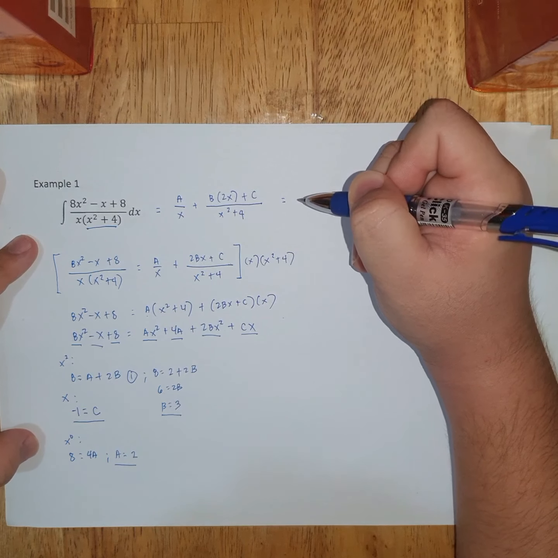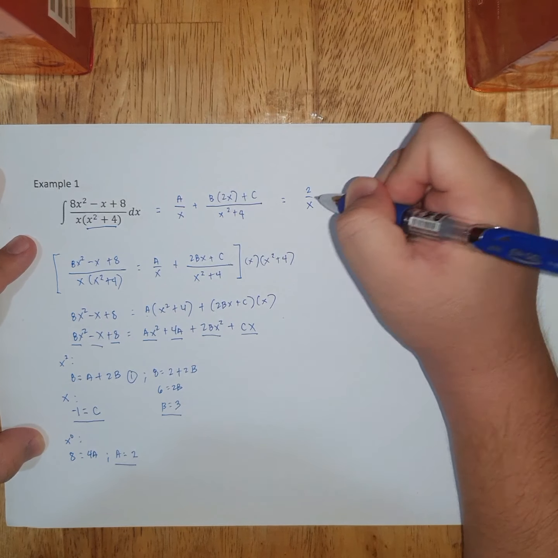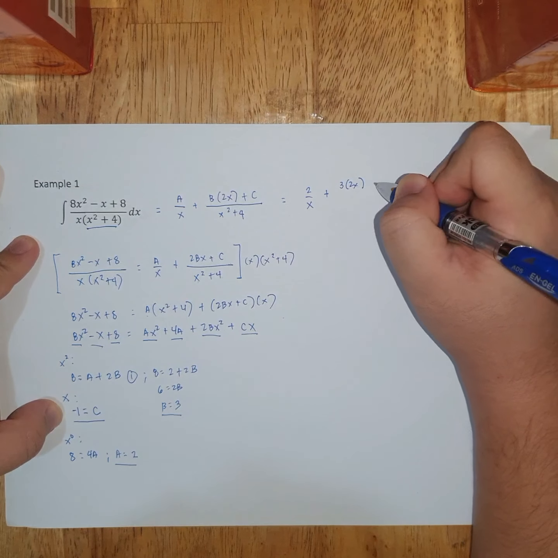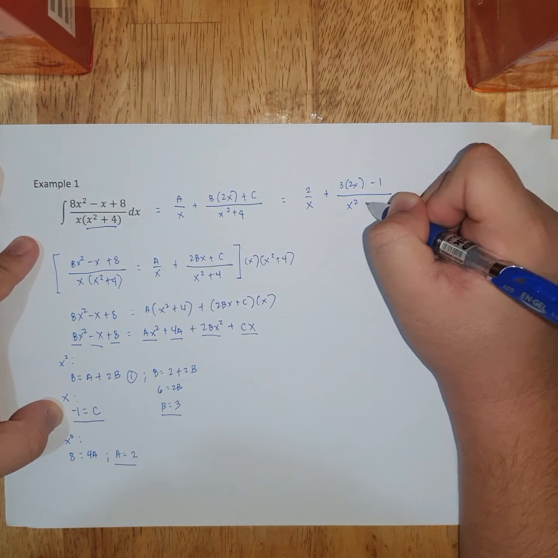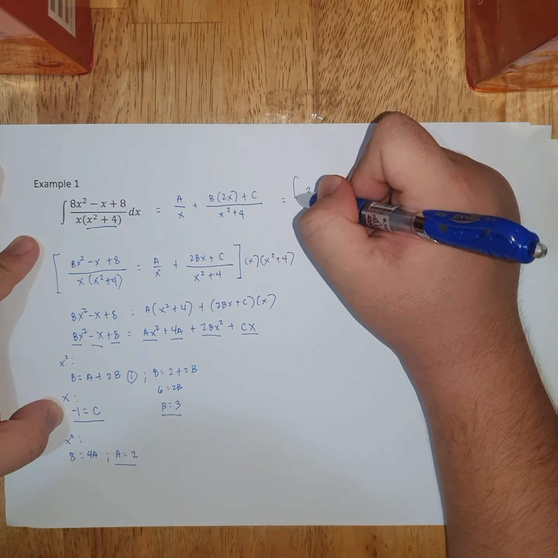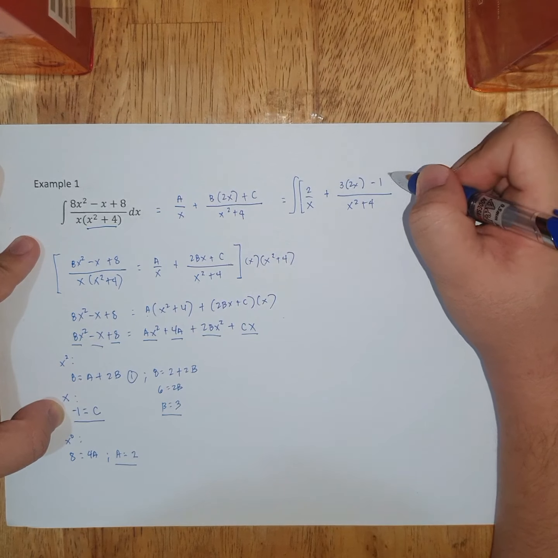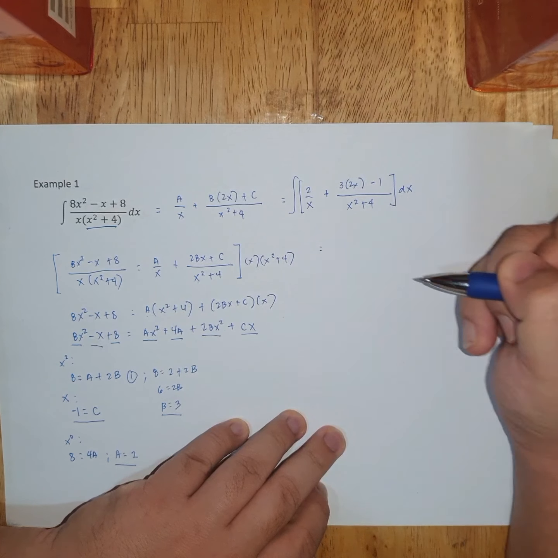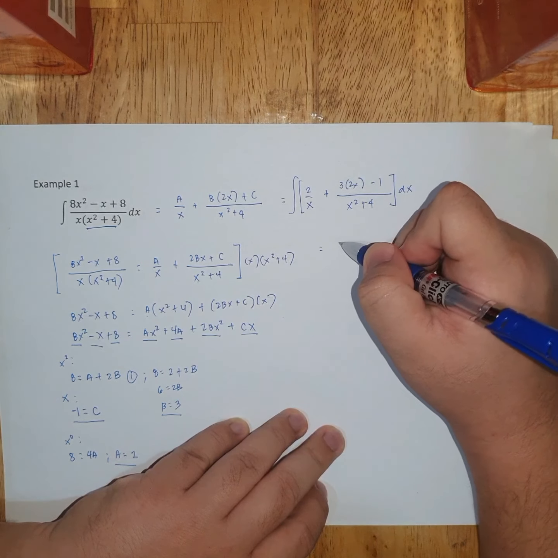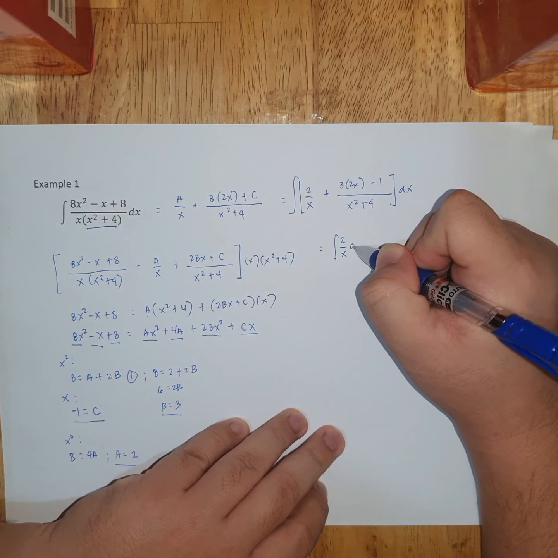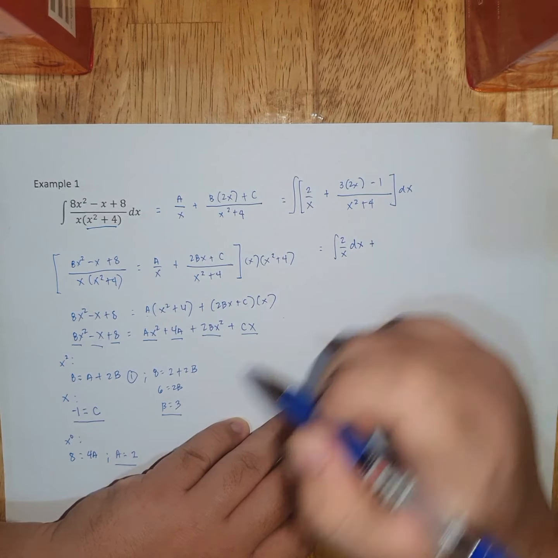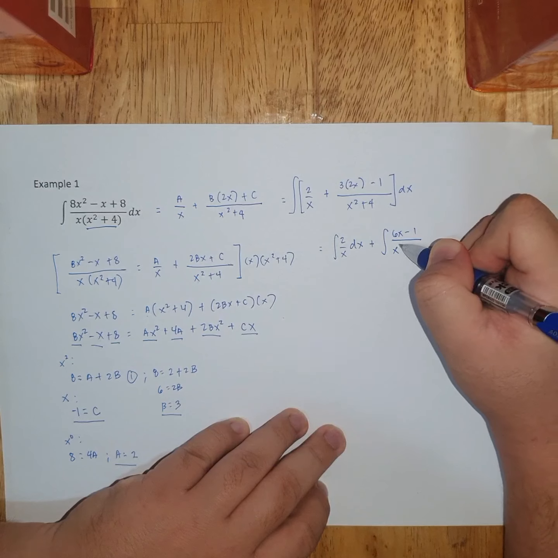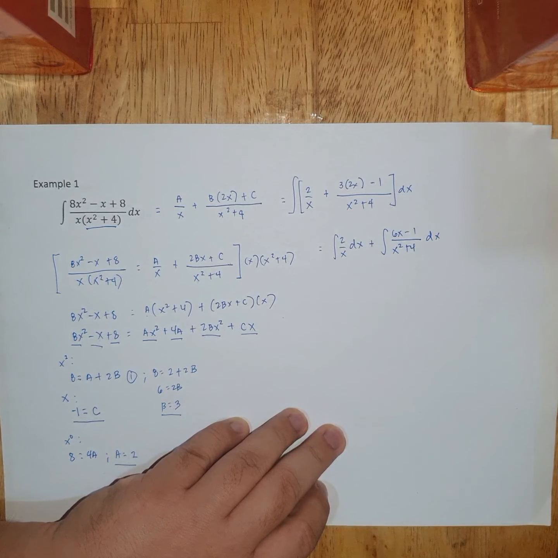So yung a natin is 2 over x plus yung b natin is 3 times 2x plus yung c natin is negative 1 over x squared plus 4. Okay, so this is all inside the integral sign. Okay, so simplify na lang natin to. So pag hiwalayin ko na lang yung bawat term, so we have 2 over x dx plus we have 6x minus 1 over x squared plus 4 dx.